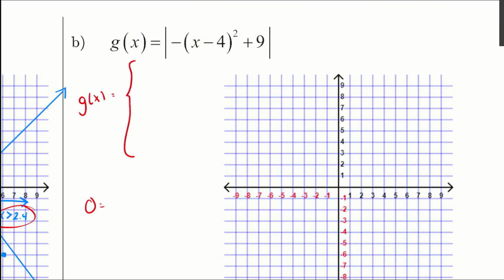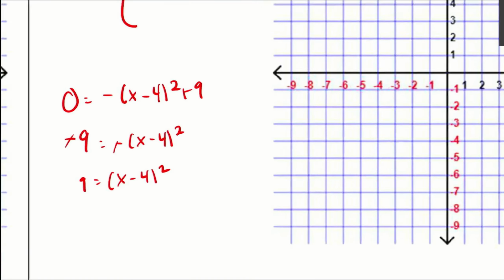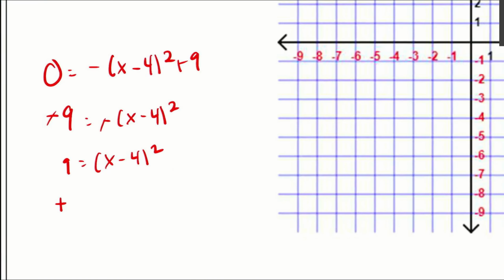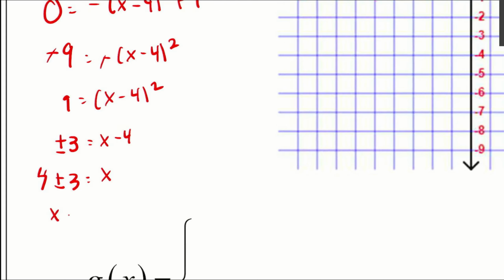So 0 equals negative x minus 4 squared plus 9. Subtract 9 from both sides, and you get negative x minus 4 squared. Divide by negative 1 to cancel out this negative sign. You get 9 is equal to x minus 4 squared. And then you're going to take the square root, so you're going to get plus or minus 3 is equal to x minus 4. Add 4 to both sides, and you'll get plus or minus 3 is equal to x. So your two solutions for x are going to be 1 and 7.